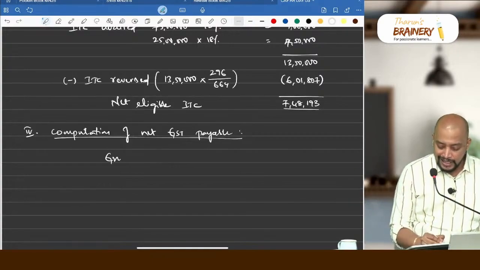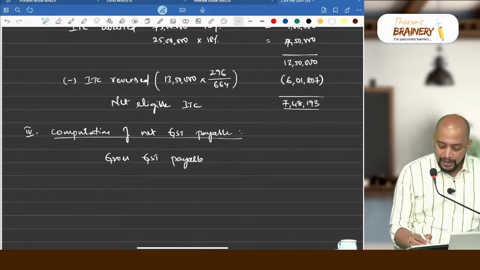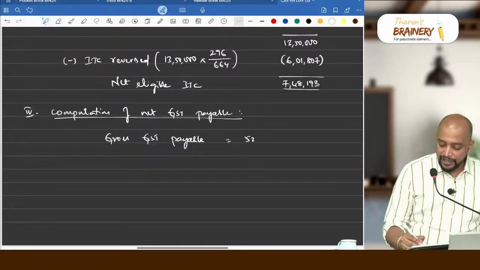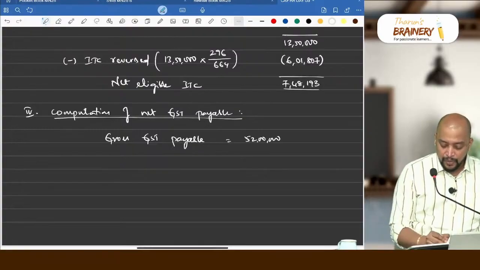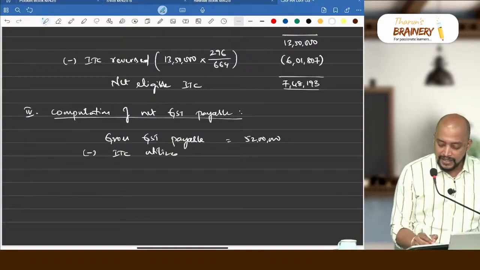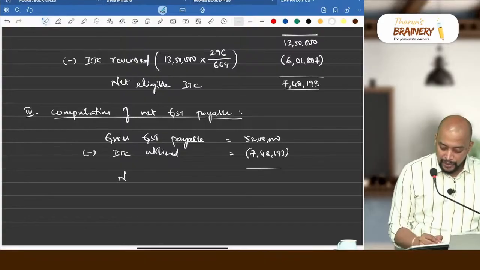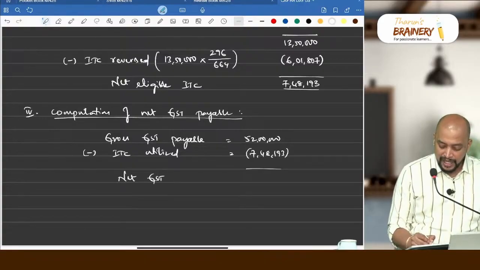So what is the gross GST payable? Gross GST payable here will be 52 lakhs. 52 lakhs minus the ITC utilized. ITC utilized will be 7,48,193. When you adjust that, you will get the net GST payable. So what is that net GST payable?